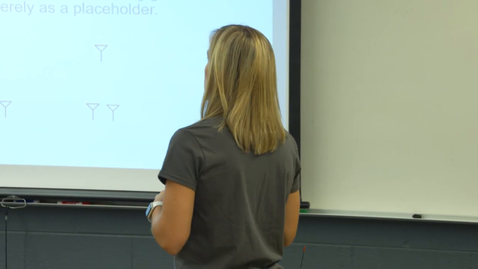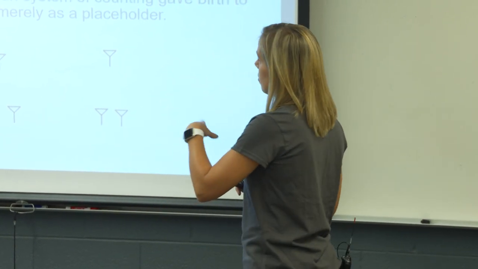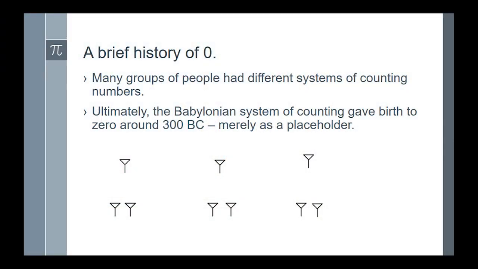Okay, so this is the system that actually gave birth to 0, but just as a placeholder. So they didn't actually assign any value to it quite at this time. They just used it as a placeholder. Because in this system, the symbol for 1, 60, and 3600 were the same. And so things got more complicated when you were talking about 61, 3,601, or 216,001. Okay, they couldn't tell the difference. Well, if I write this, which one am I talking about?